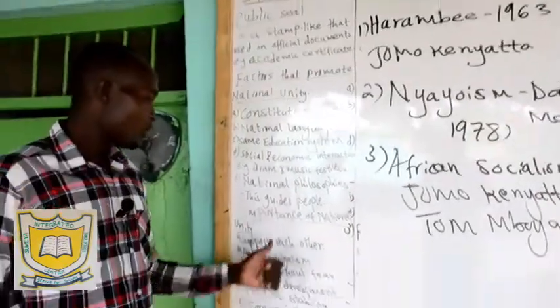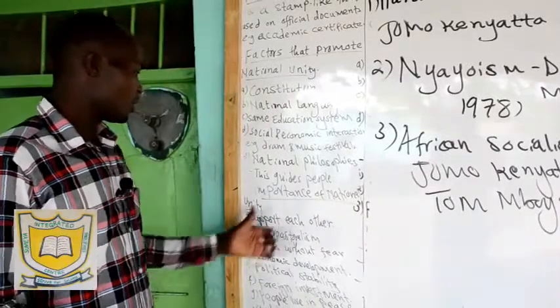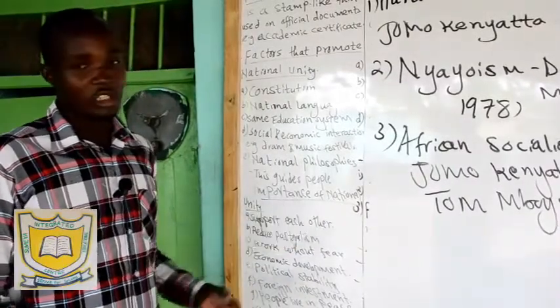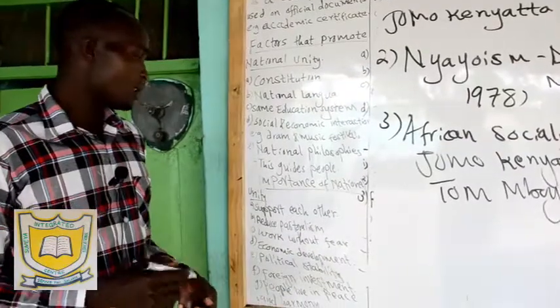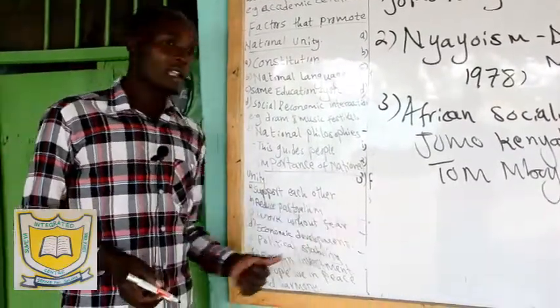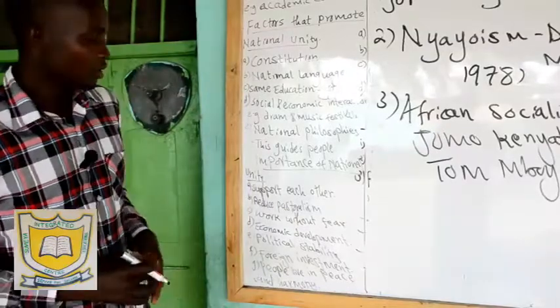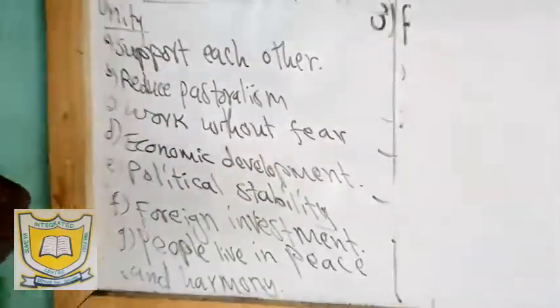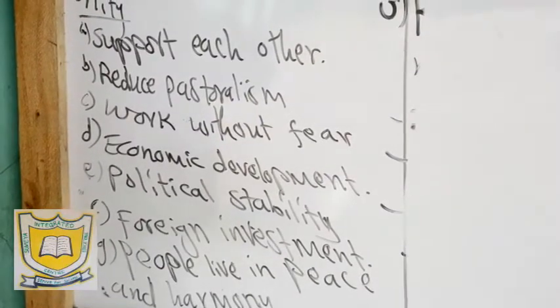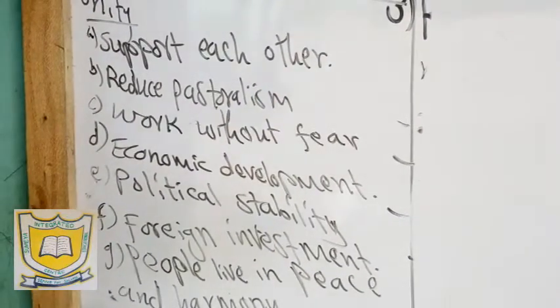Then here we want to look at the importance of national unity. Now that we have unity, people are living in peace and harmony. What is the importance? Number one, people support each other. Because when there is peace, you can move from one point to another. Then you support whoever is disadvantaged or the person who is having a problem.